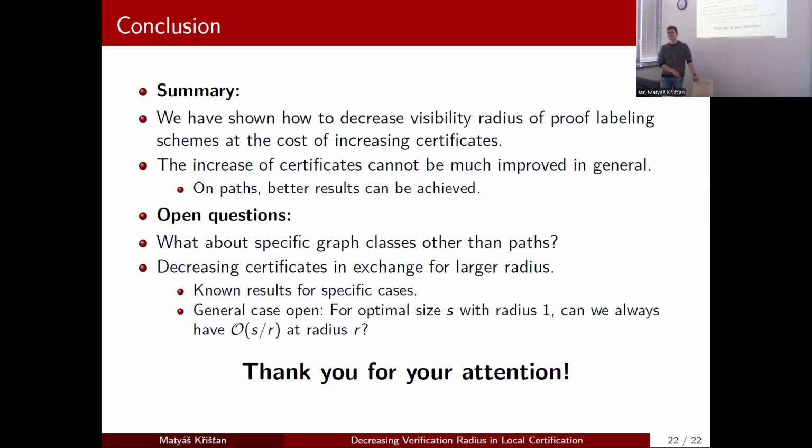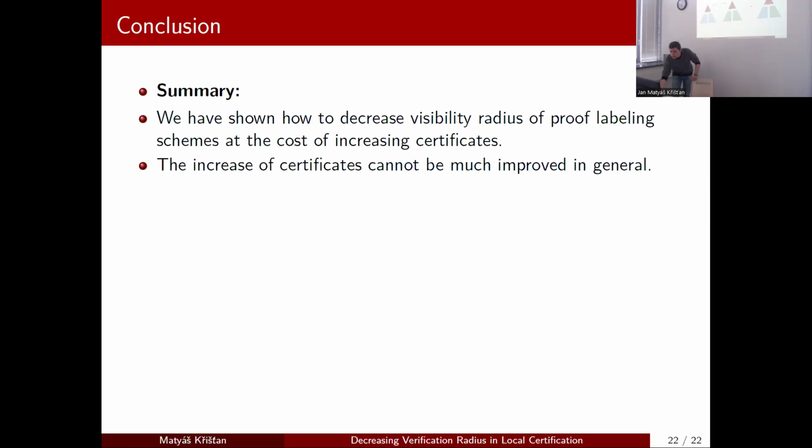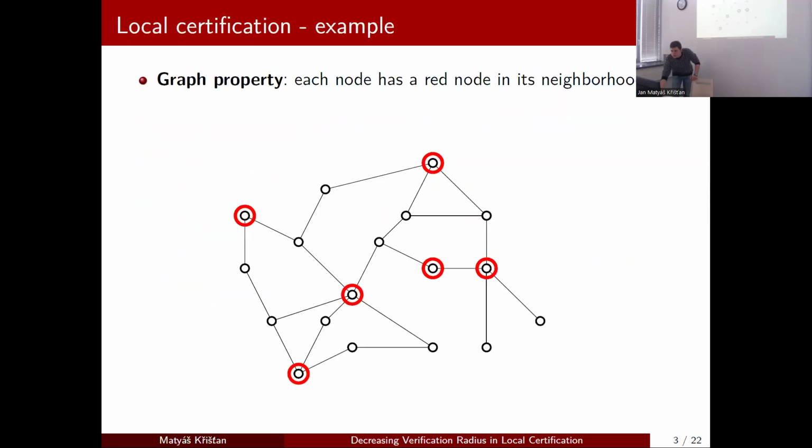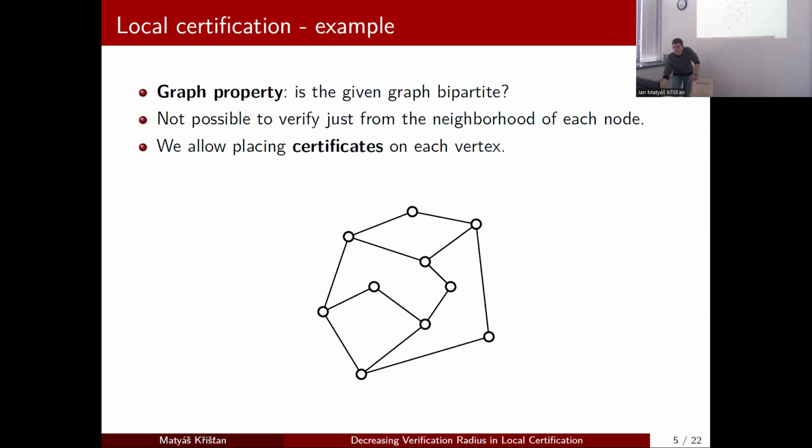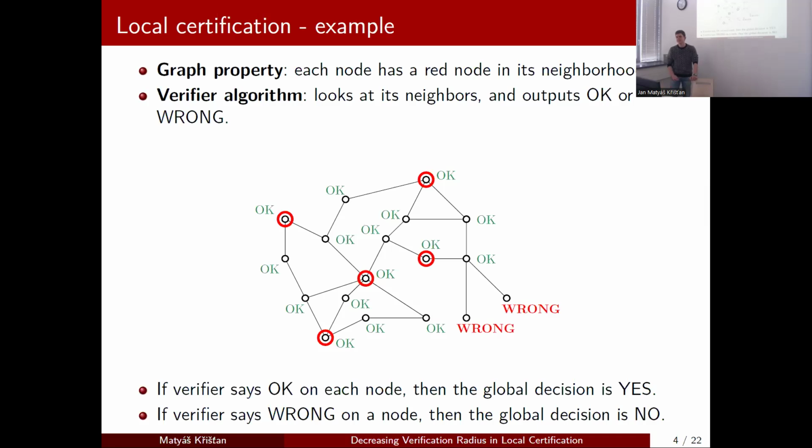I do have one question. On the first slide, there was this introduction of the model. If the verifier says okay on each node, then the global decision is yes. If the verifier says wrong on one node, then the global decision is no. So does it make sense to introduce some model where I want the majority to have okay, and then the global decision is yes?